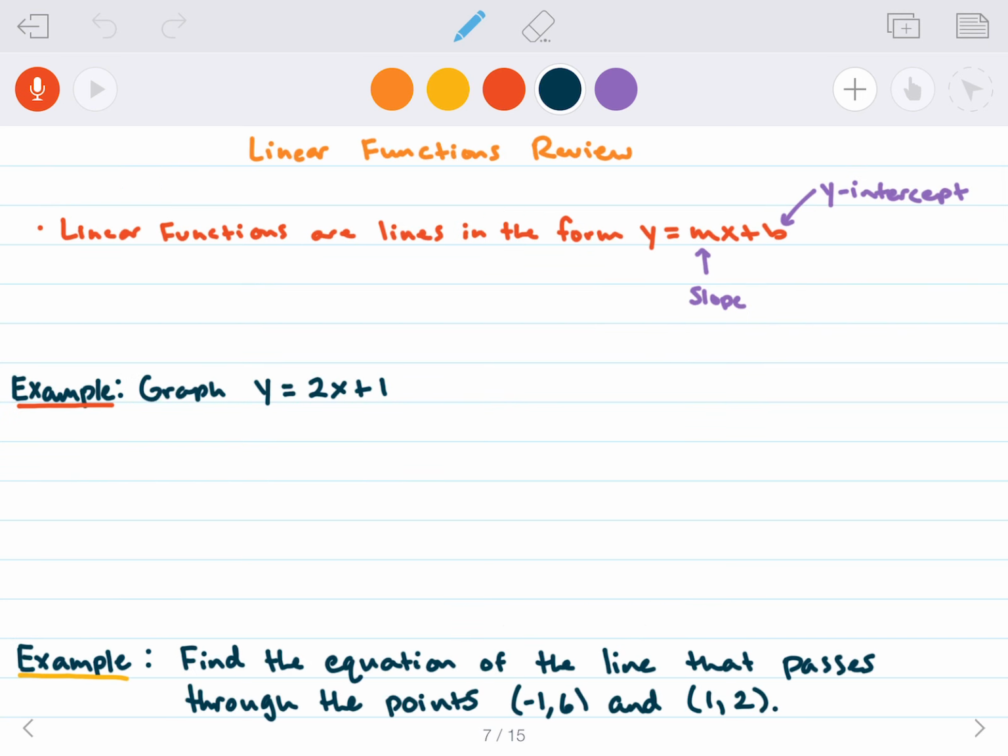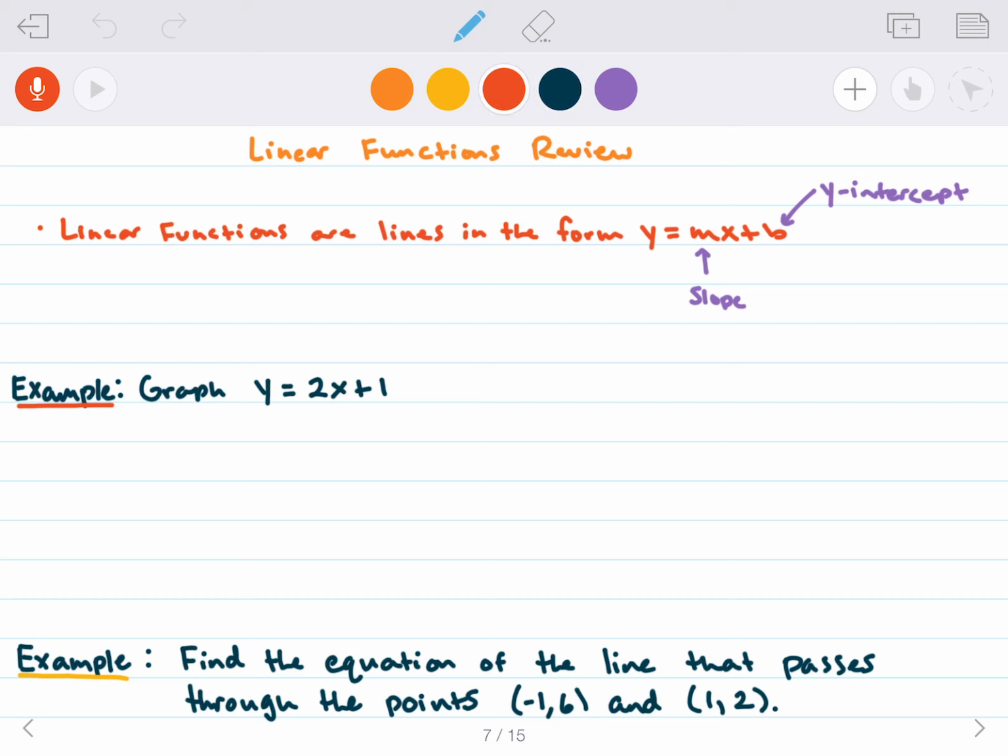Alright, so another mini review. We're going to review linear functions. So linear functions are just lines. And I'm going to show you guys a bunch of piecewise functions that are made up of pieces of lines. So we need to remember what linear functions look like.